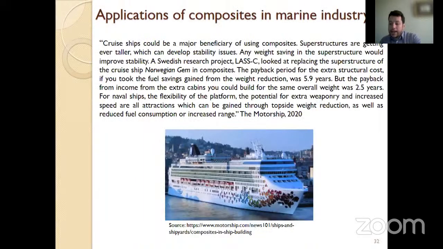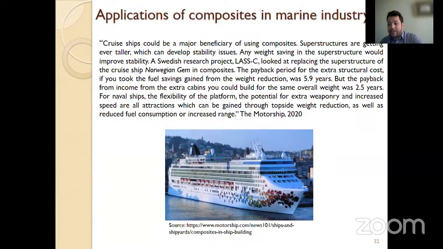I can conclude my presentation with this paragraph, which says cruise ships could be a major beneficiary of using composite. Superstructures are getting ever taller, which can develop stability issues. Any weight saving in the superstructure would improve stability. A Swedish research project, Lass Sea, looked at replacing the superstructure of the cruise ship Norwegian Gem in composite. The payback period of the extra structural cost, if you took the fuel saving gained from the weight reduction, was 5.9 years, but the payback from income from the extra cabins you could hold for the same overall weight was 2.5 years.